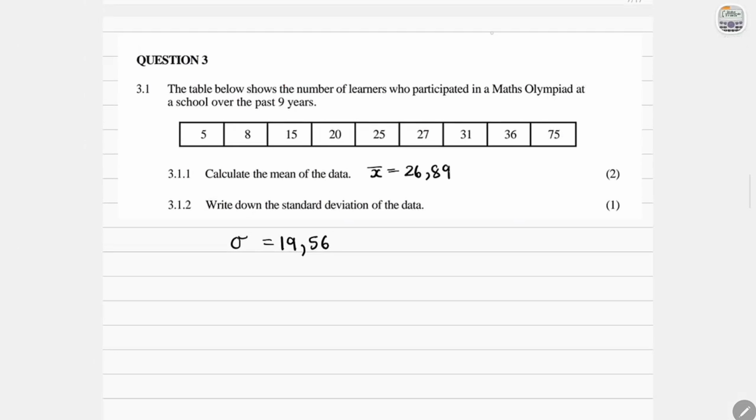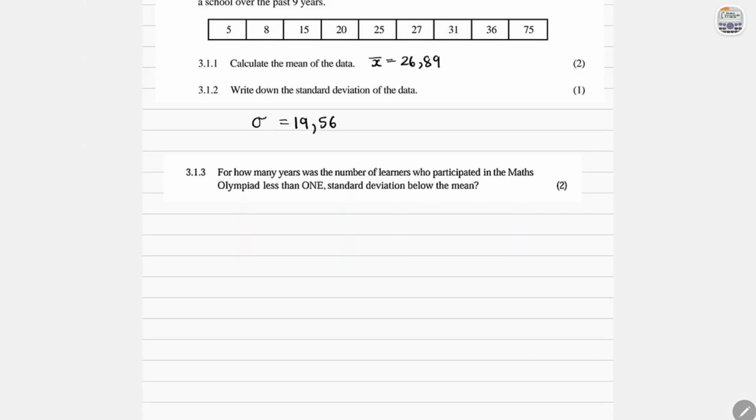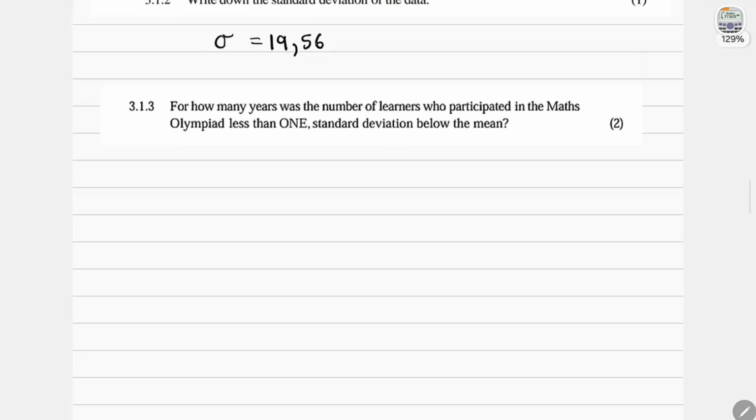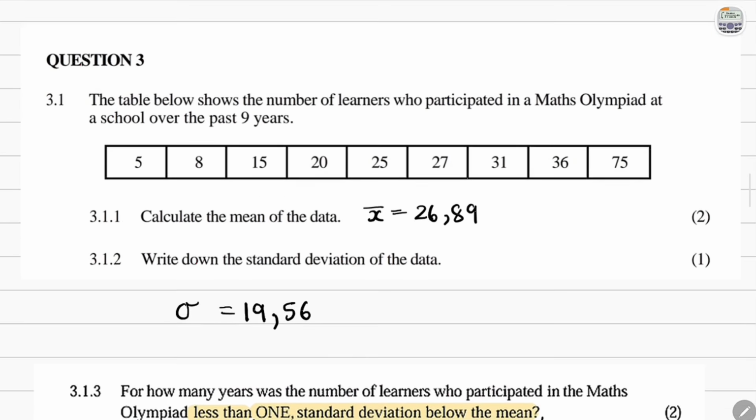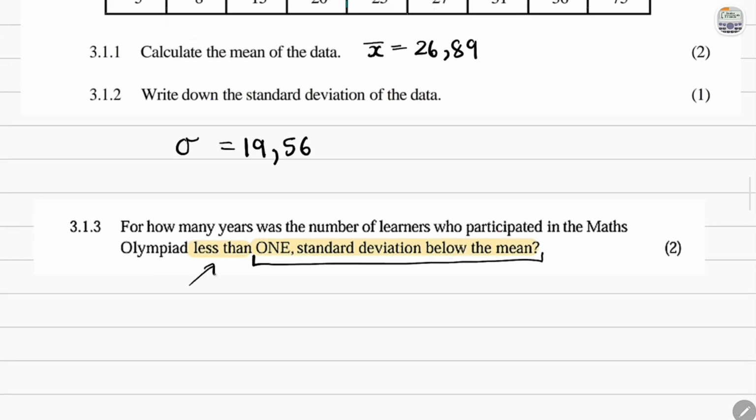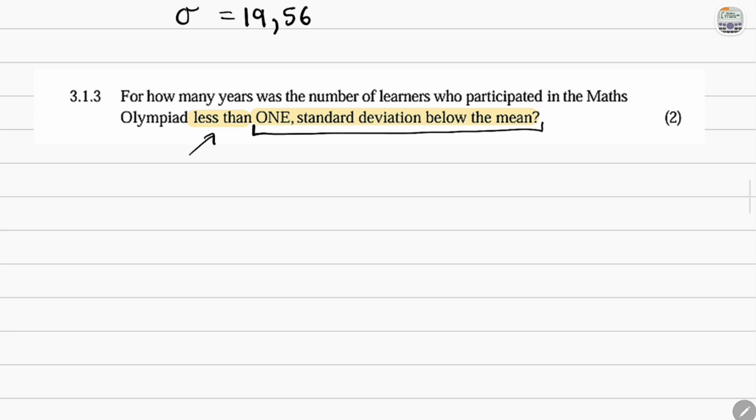And moving on to the next question. Question 3.3 says, for how many years was the number of learners who participated in the Maths Olympiad less than 1 standard deviation below the mean? So we would need to find out exactly what 1 standard deviation below the mean looks like, and then we're going to look for the values that are less than this. Okay, so 1 standard deviation below the mean.